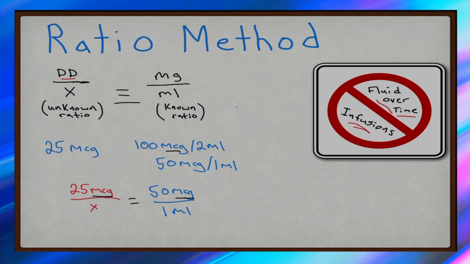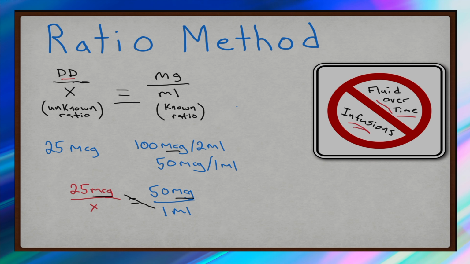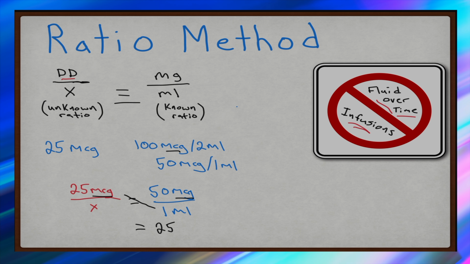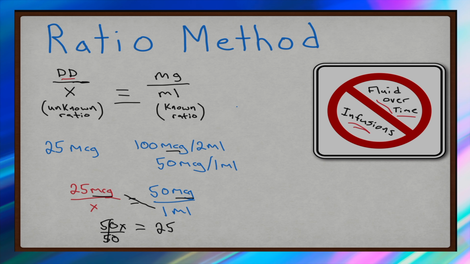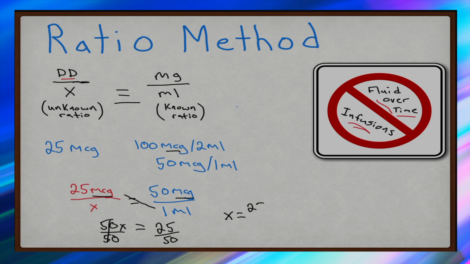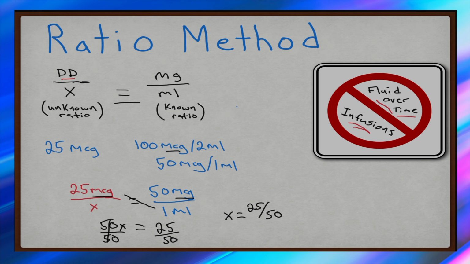So now that I have this set up, I can go ahead and do my cross multiplication. 25 times 1 is 25. 50 times X is 50X. Divide by 50, cancels out, that isolates X. What you do to one side, you must do to the other side. So 25 divided by 50 is going to equal X. So now I know that X is equal to 25 divided by 50.